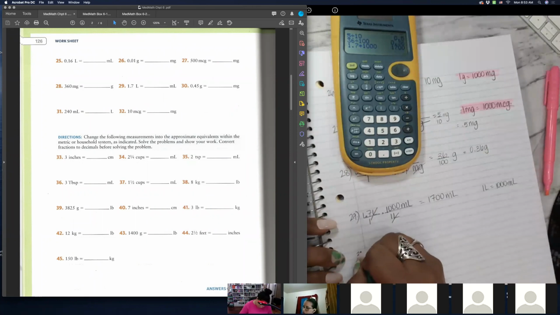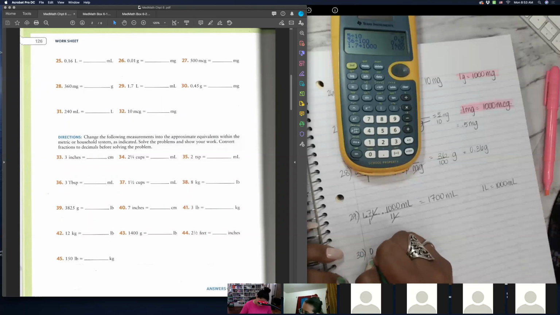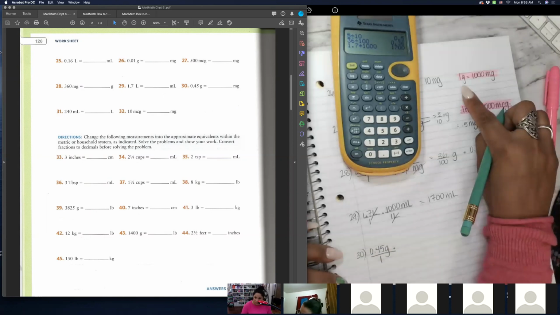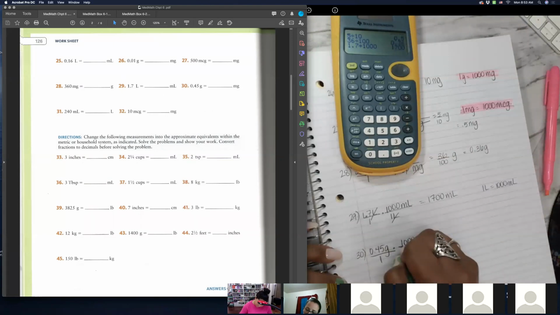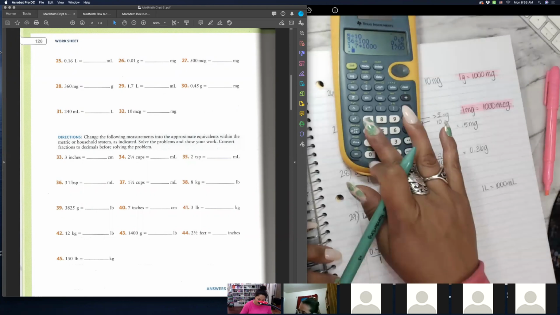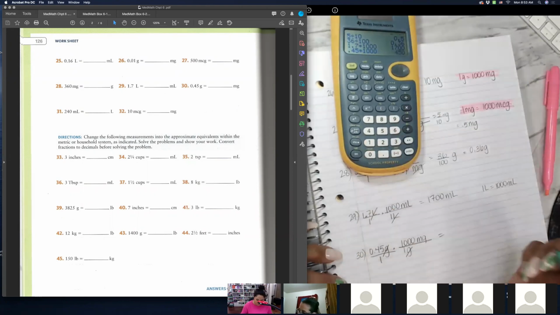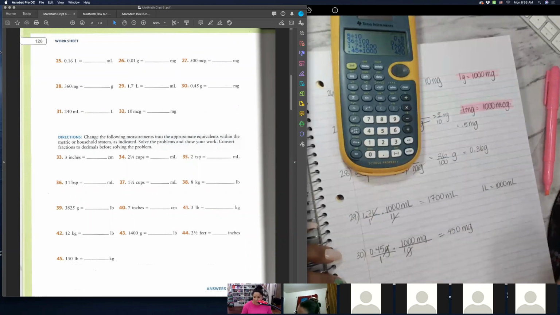Okay, number 30 is asking us to convert 0.45 grams to milligrams. So put over 1. We have 1 gram equals 1,000 milligrams. So 1 gram equals 1,000 milligrams. Our unit of grams cancels. So all we need to do is take 0.45 times 1,000. And that's going to give us 450 milligrams.